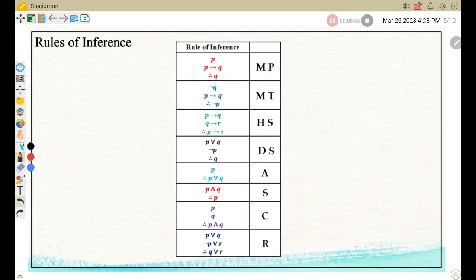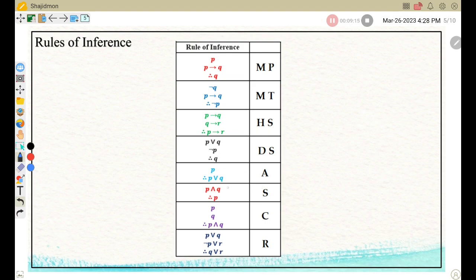Now we will go to section 1.3, rules of inference. You know, we have studied many rules of inference. Modus ponens: P implies Q, therefore Q. Then modus tollens: negation of Q, P implies Q, therefore negation of P. Then hypothetical syllogism: P implies Q, Q implies R, therefore P implies R. Then disjunctive syllogism: P or Q, negation P, therefore Q, correct?